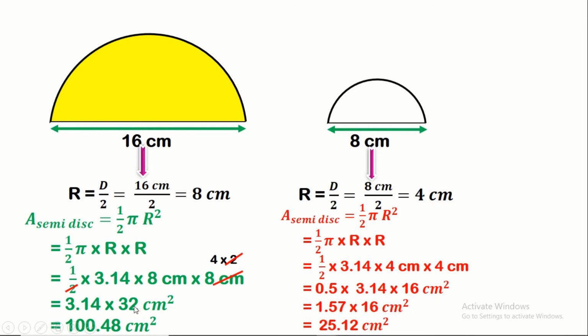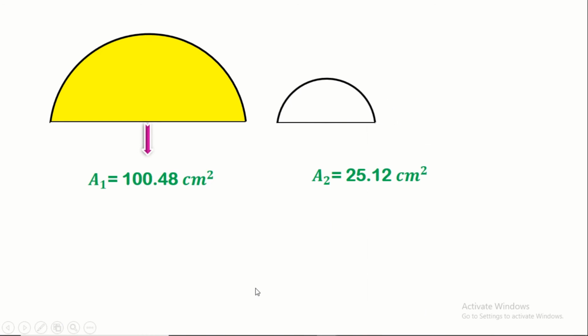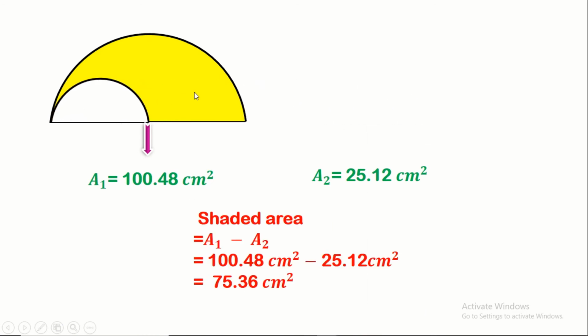Here 8 times 4 gives us 32 centimeter times centimeter is centimeter square. Well, what remains for us? 3.14 times 32 gives us 100.48 centimeter square. By the same method, we calculate the area of the other semi-disc, which is 25.12 centimeter square. Now look at the figure. We have just picked up from the first semi-disc the other semi-disc. We are cutting it, so we should subtract. Then the shaded area in this case is the area of the greater semi-disc minus the area of the smaller semi-disc. So it's A1 minus A2, 100.48 centimeter square minus 25.12 centimeter square.